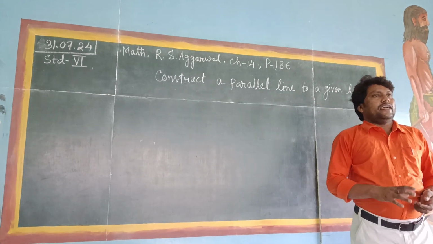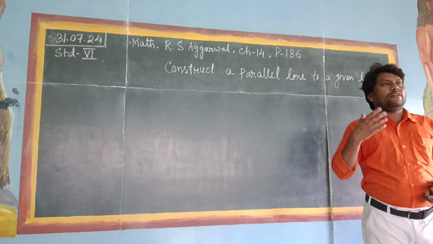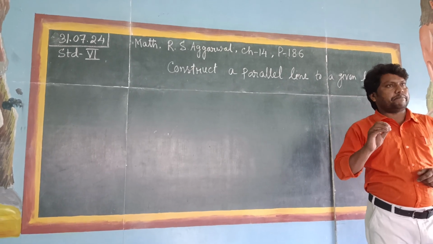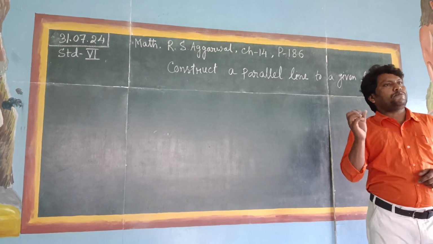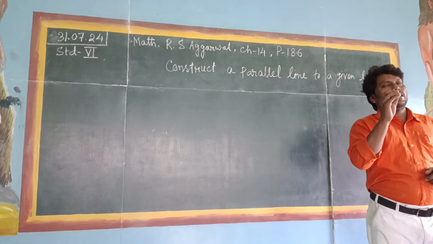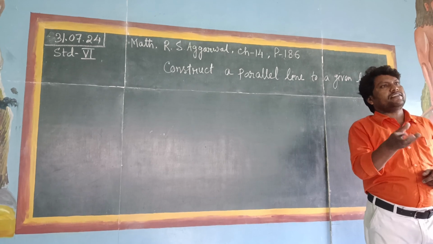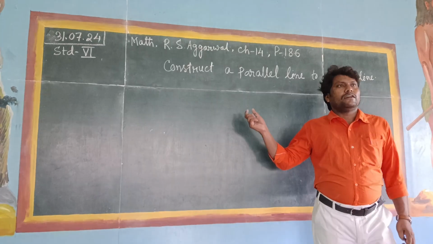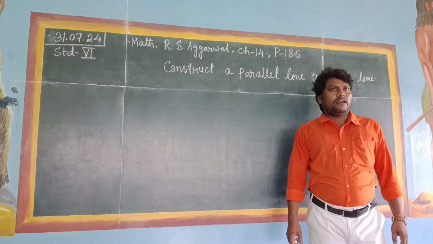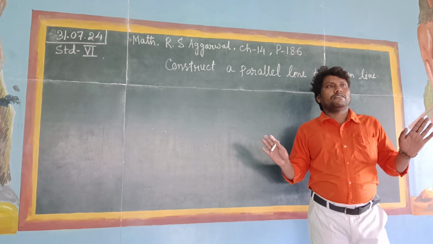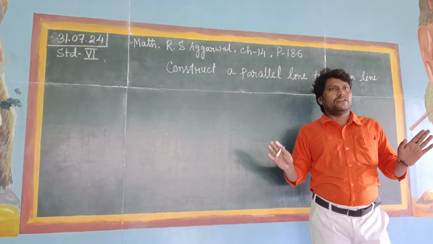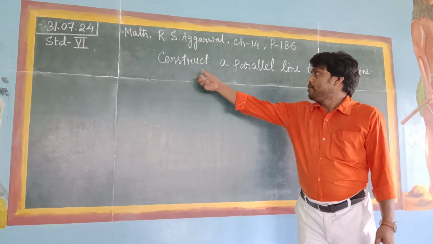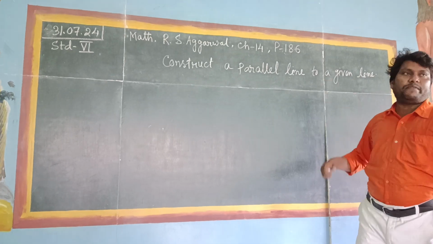Okay, I am recapping again. We are not doing the basic geometrical ideas or understanding elementary shapes. We have already completed that up to standard 6, before the PA 1 examination. Now we are doing practical geometry: how to construct different geometrical figures with the help of geometrical instruments. Today we will learn how to construct a parallel line to a given line.